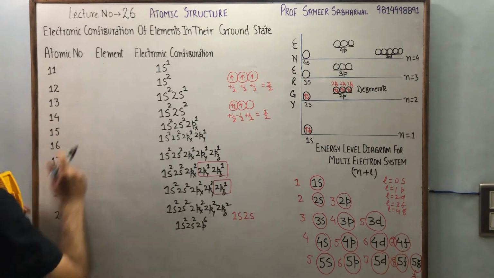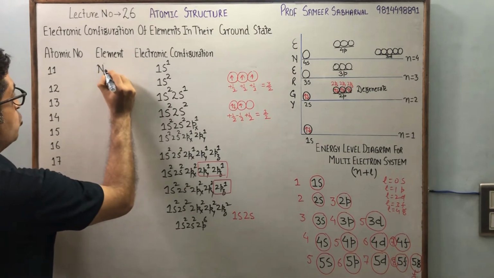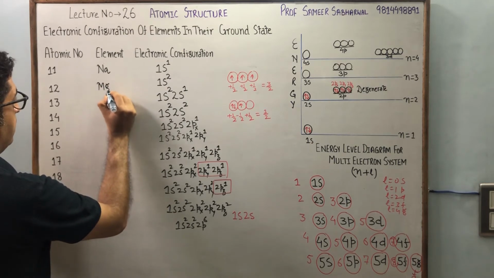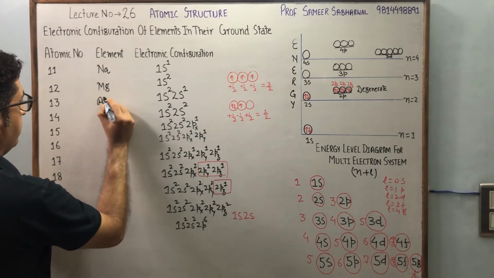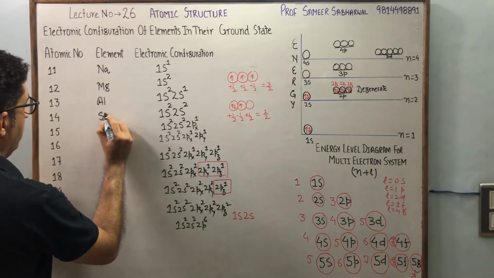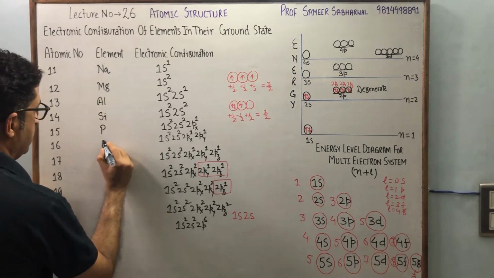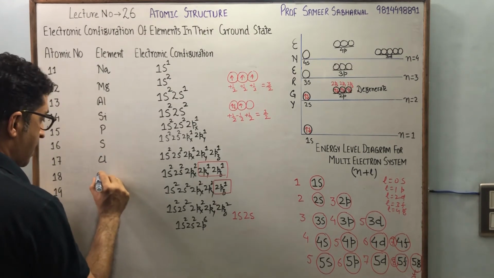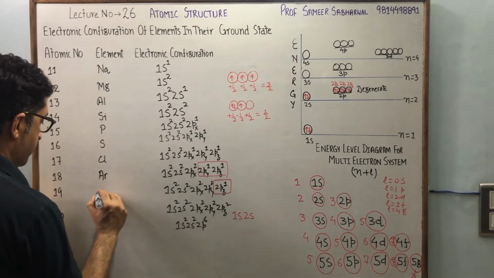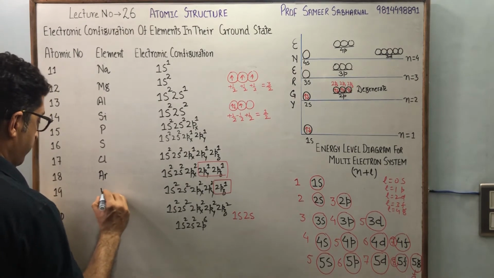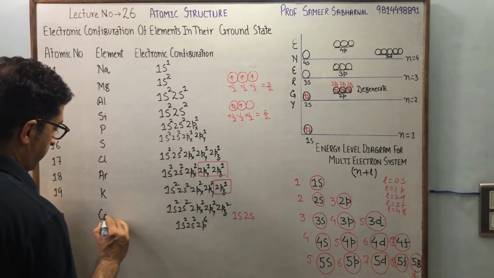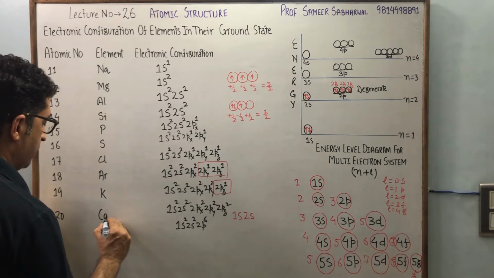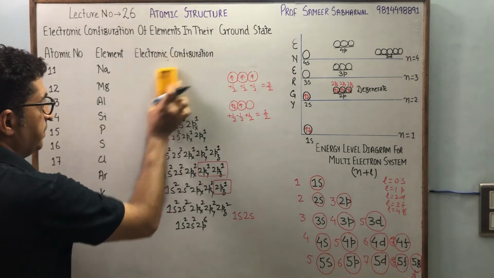Now atomic number 11 is representing sodium, 12 magnesium, 13 aluminium, 14 is silicon, 15 is phosphorus, 16 is sulfur, 17 is chlorine, 18 is argon, 19 is your potassium, and 20 is your calcium. Is that clear? So we are going to do configuration up to atomic number 20. I'm going to rub this.